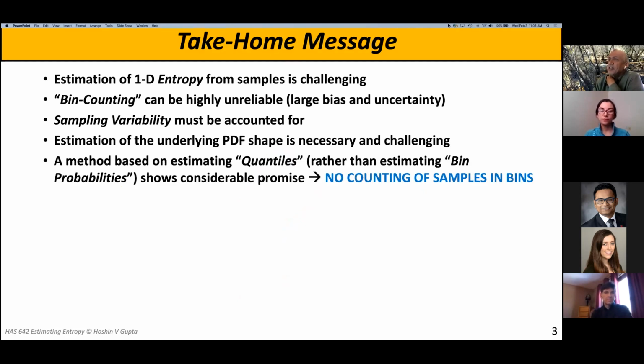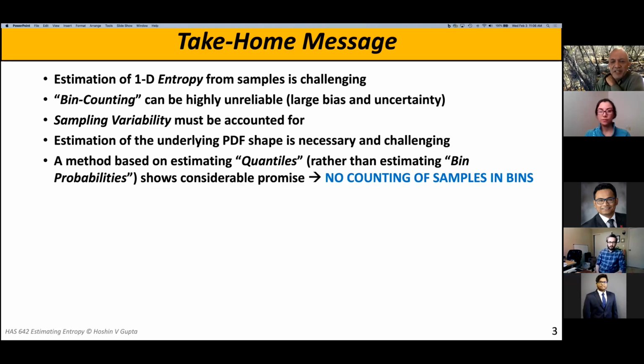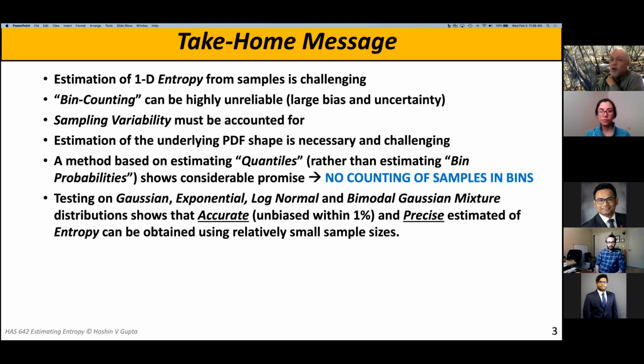And I'm going to introduce a method based on estimating quantiles rather than bin probabilities, which shows considerable promise. I can try to show you why we think that. And the main thing is it does not involve counting bins, okay? It's a binning method, but it doesn't involve counting numbers of samples in bins. And that's the major difference, I think. And hopefully a contribution, I'm not entirely sure.